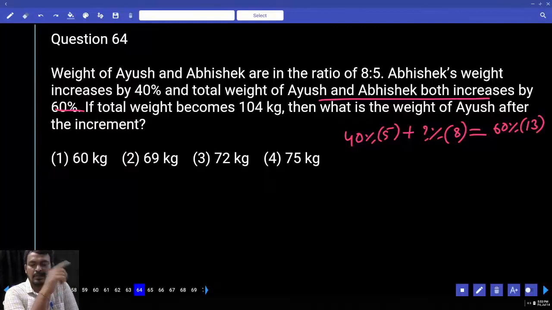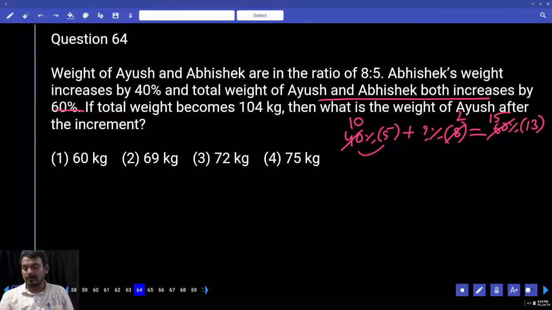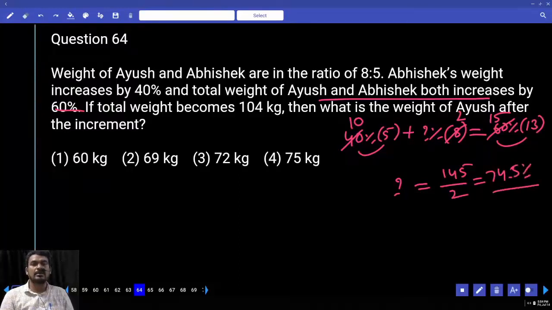It is equal to the increased value on both the persons. For both the persons, it is 60% of 13 parts. 10 into 5 is 50. 15 into 13 is 195. 195 minus 50 is 145. Divided by 12, the question mark equals 145 by 12. How much percent is increased? Increase or decrease?